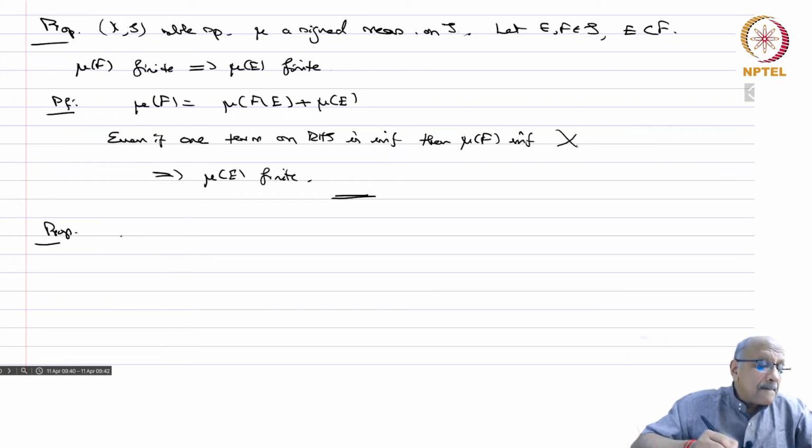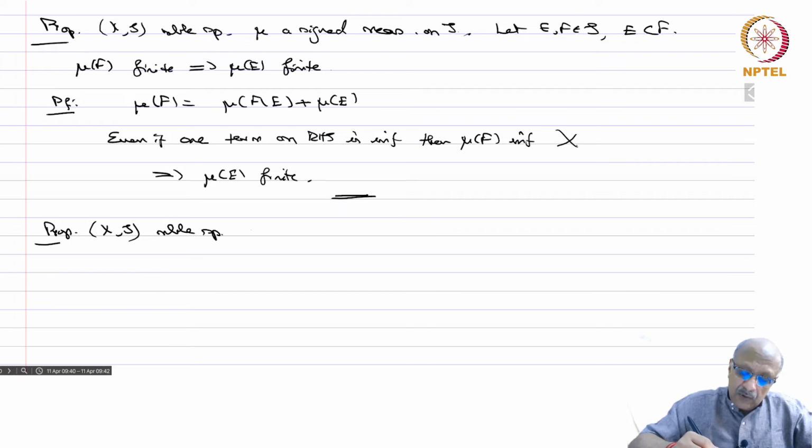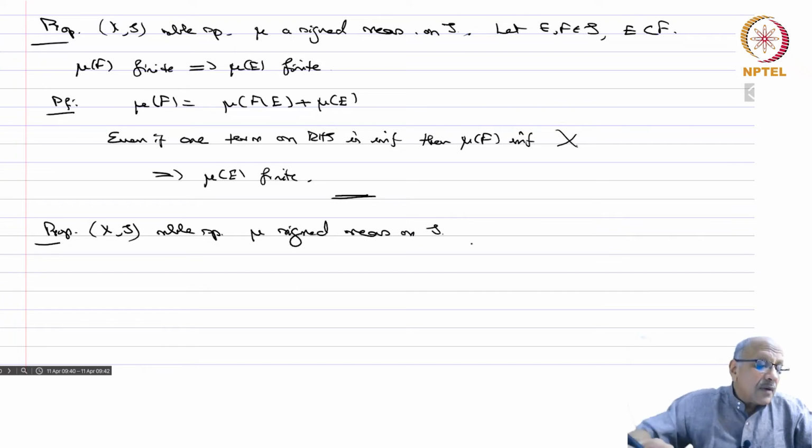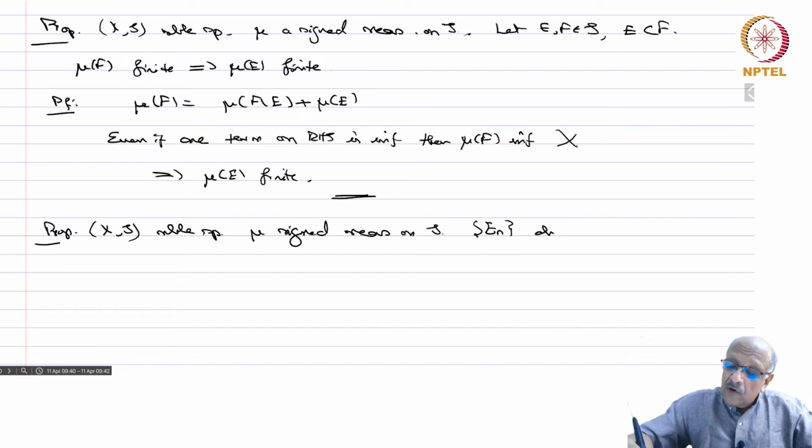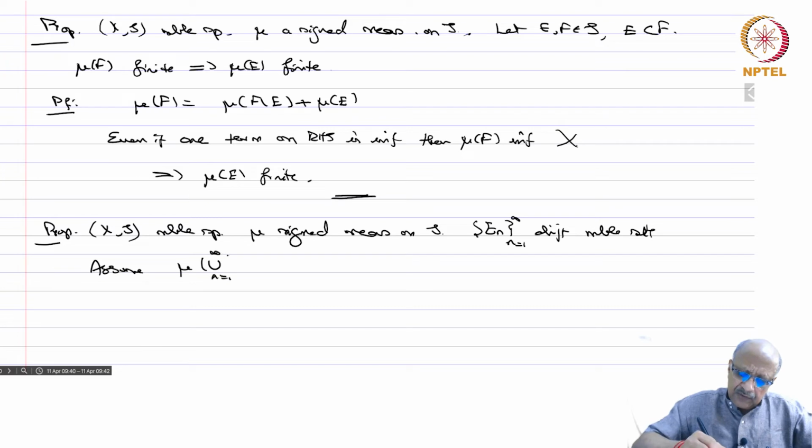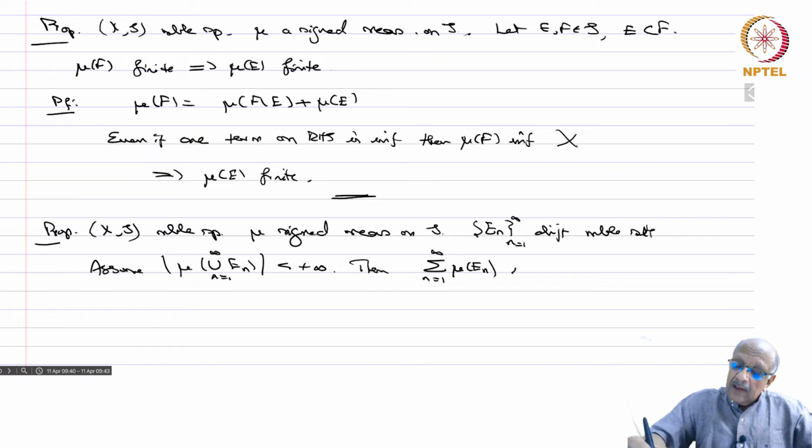Proposition. X, S a measurable space, mu a signed measure on S. Let E_n be disjoint measurable sets. Assume the modulus of mu of the union over n equals 1 to infinity of E_n is finite. Then the sum of mu of E_n is absolutely convergent.